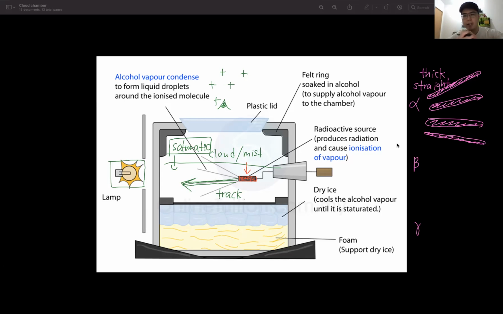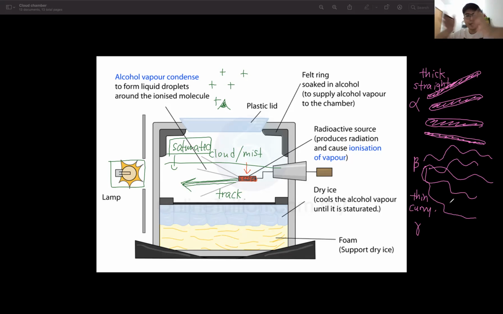When they hit the air particles, they can change path. So what you see is a squiggly line like this. If you see this, then that means it is a beta particle. It is very thin and kind of curvy. Why is it thin? It's because the ionization power is not as high as the alpha, so it's thinner. And its curve is because it hit the air particles and was deflected. So you see this wiggly line.